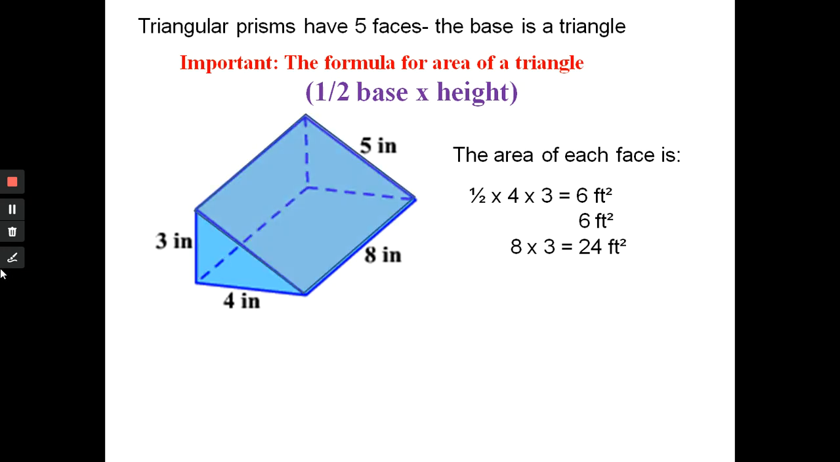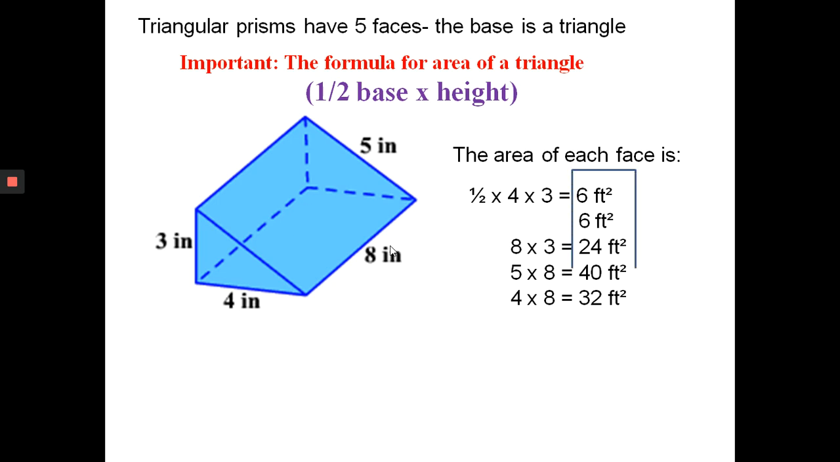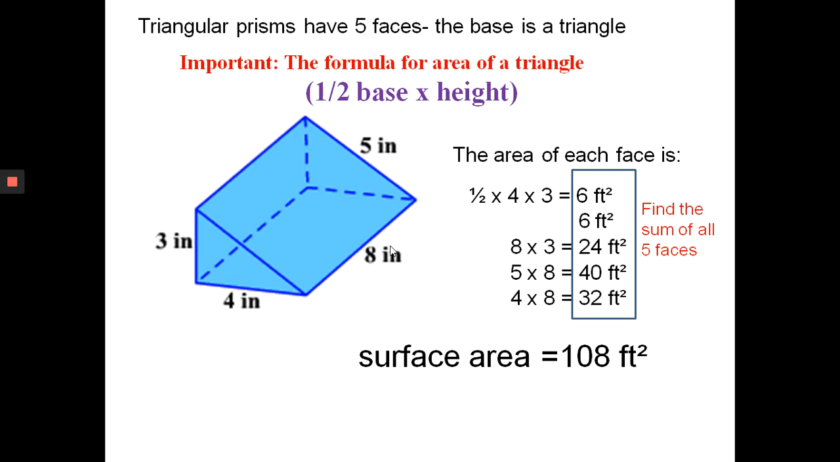And then the top side is 5 by 8, which is 40 square feet. The bottom is 4 by 8, which is 32 square feet. And then make sure that's 1, 2, 3, 4, 5 faces. Now we can add them up, and we get 108 square feet.